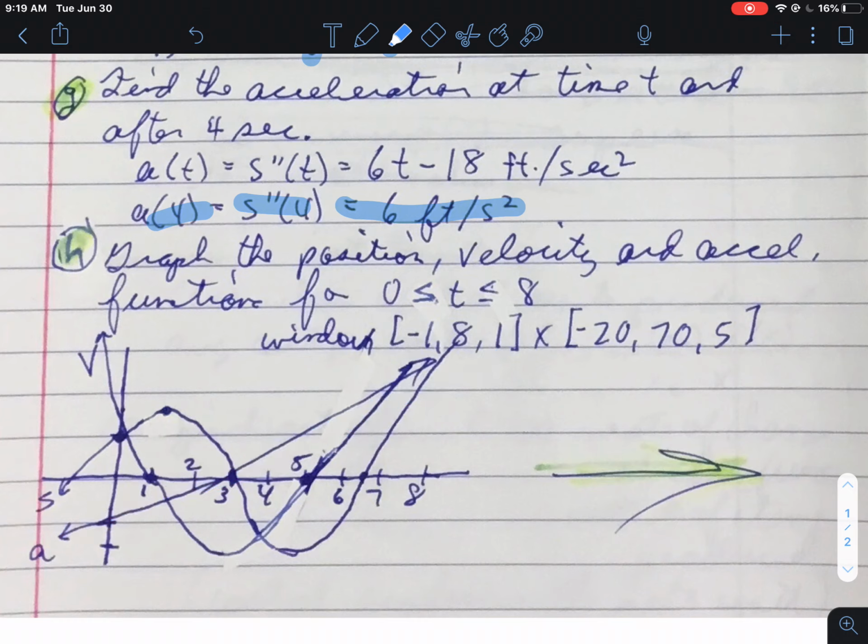We already mentioned earlier the velocity function, s prime, was a parabola. So there's our velocity function. So that means then this other function, this third function, is our position function. So there's s. Okay? So I'm going to ask you a question next, and we're going to refer back to these graphs to get some information.